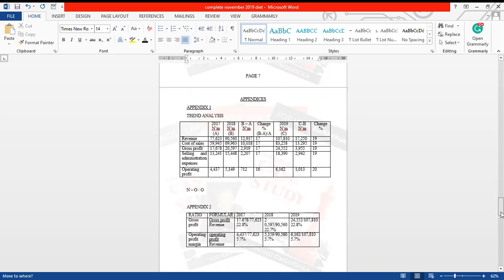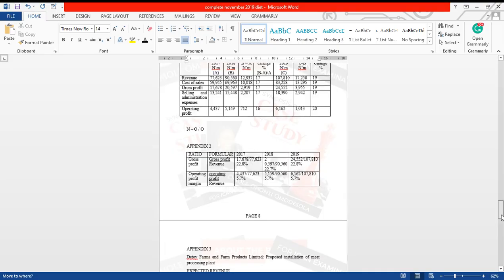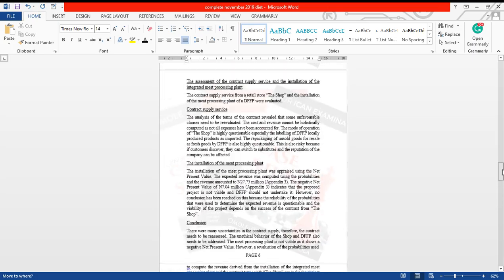Let's go back to Appendix 2. Appendix 2, can you see 5.7%, 5.7%? So it just remains stable because what? The operating profit is supposed to increase. But it was not increasing because the cost has already wiped away all the potential benefits we could get from the increase in revenue, right? So that was why the gross profit was just remaining stable.